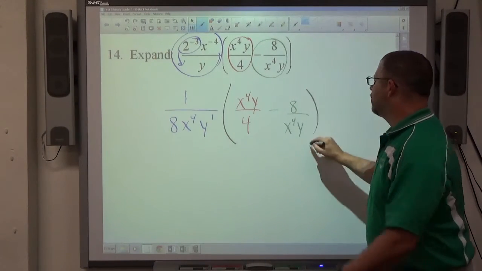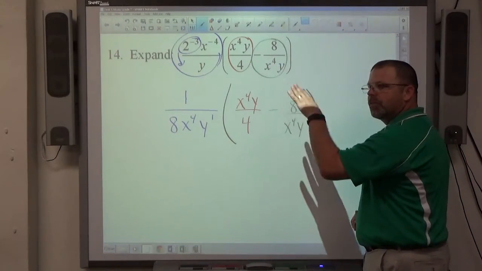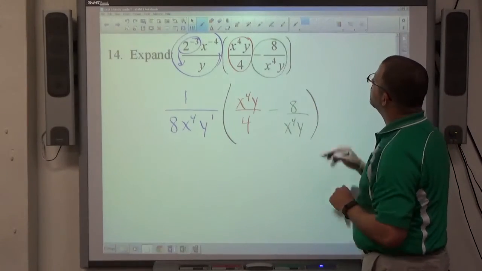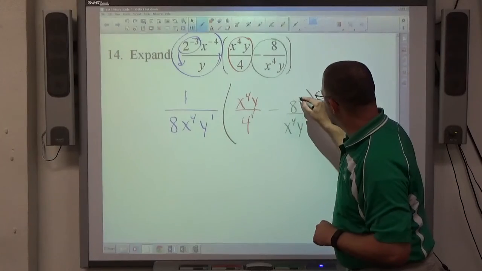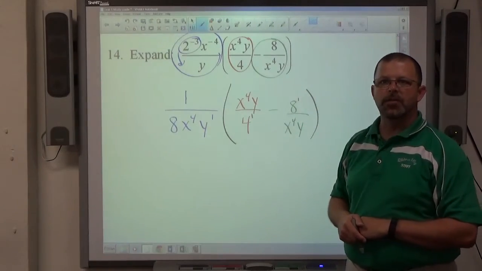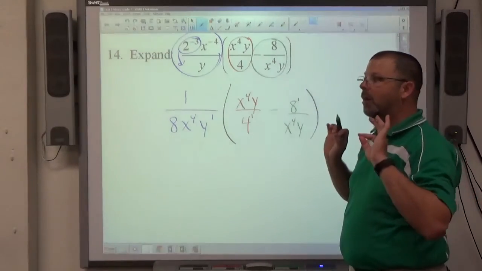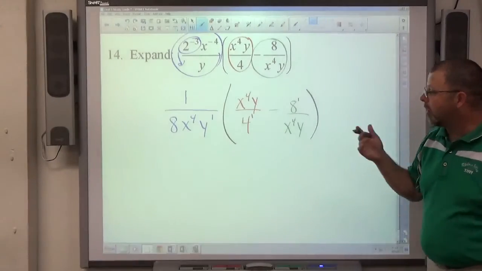Okay, I've noticed some of you see minus signs and automatically start moving things up and down. Negative powers get moved. This is 4 to the first power. This is 8 to the first power. They're both behaving themselves. They're not out of place. They're where they belong.